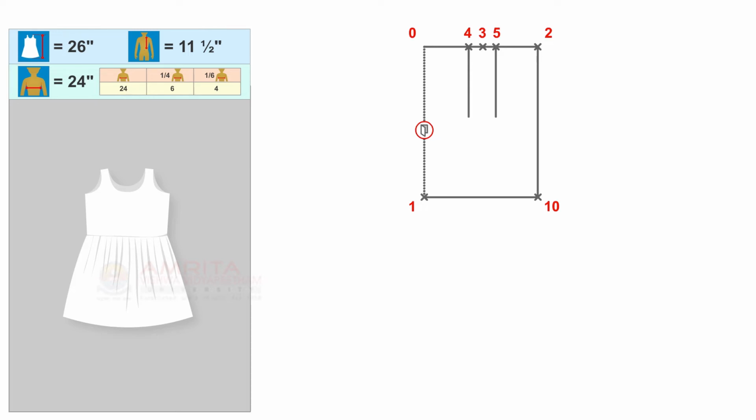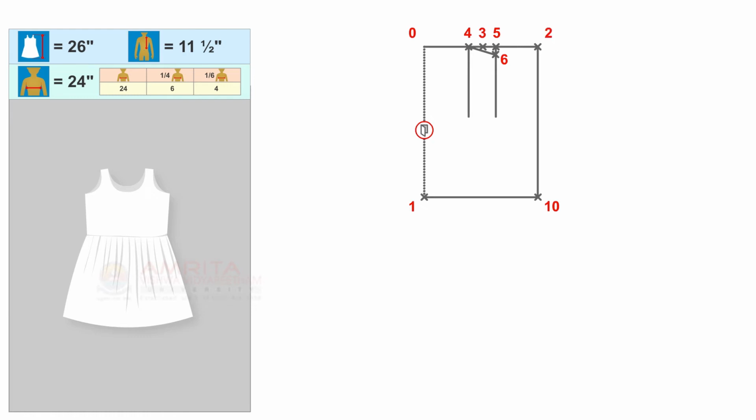From point 5, measure quarter inch down and make a mark. This is point 6. Connect point 4 and point 6 in a straight line. This will be the shoulder slope.